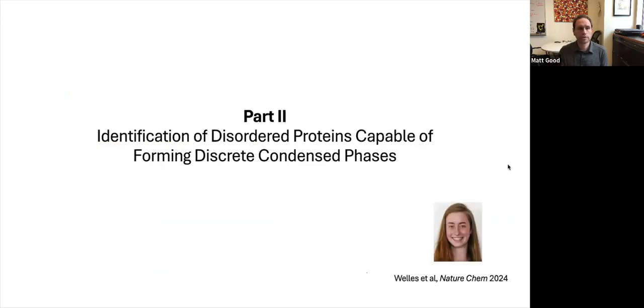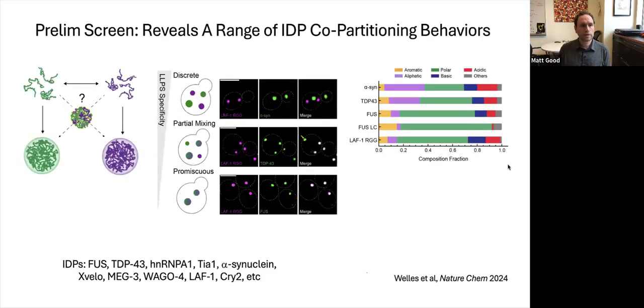Okay, so for the second part, I'm going to highlight a study that came out last year from Rachel Wells, who was a student in the lab. Her goal is really to identify different types of peptides that are capable of forming discrete condensed phases. So the way we started this, Rachel wanted to do a preliminary screen, and she and some previous members of the lab did basically a co-expression screen.